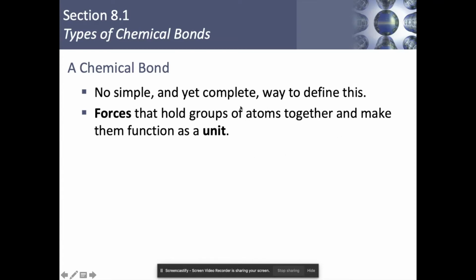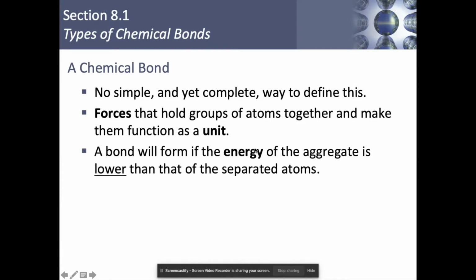The first thing that you need to be aware of about chemical bonds is that chemical bonds are forces that hold groups of atoms together, and that forces them to function as a unit. It's kind of like hitching two train cars to each other, or if you're towing something. The bond is like the link cable between both of them. Now they're traveling as a unit, and they act as if they are a unit.